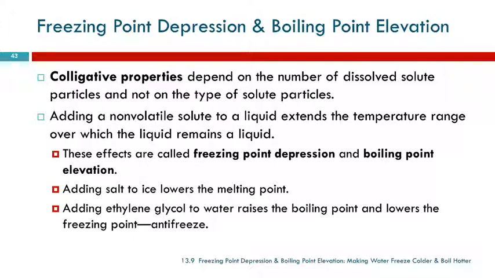So we understand that water boils at 100 degrees Celsius and it freezes at 0 degrees Celsius. Well, what if we want it to remain a liquid at a lower temperature? We can add a solute that will lower the freezing point and raise the boiling point. It extends the range over which it remains a liquid. So the freezing point goes down, the freezing point is depressed, and the boiling point goes up, boiling point elevation.